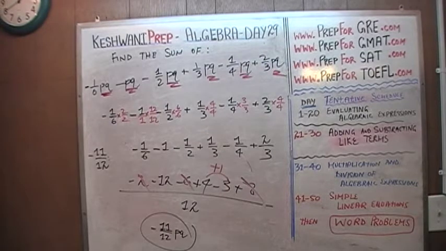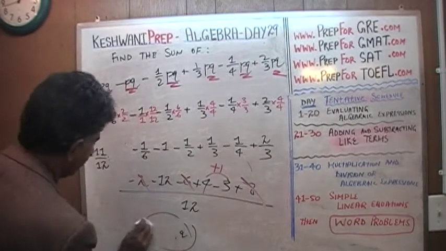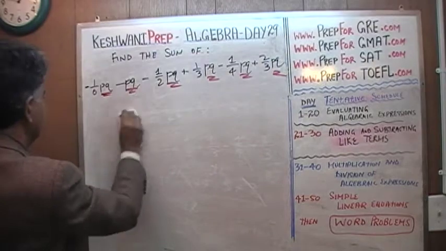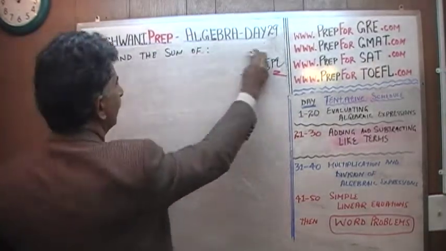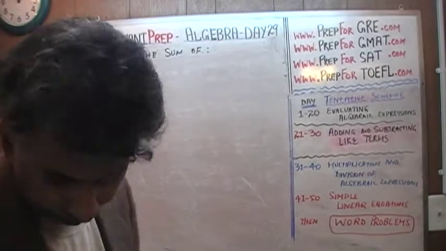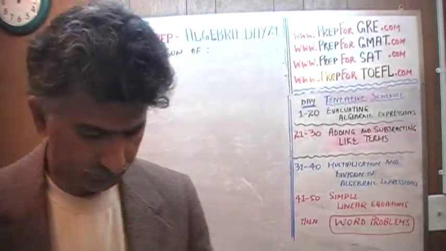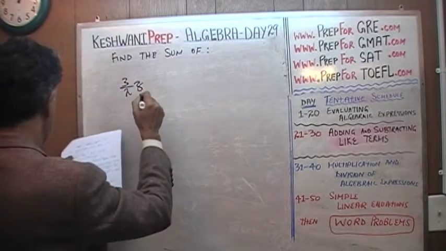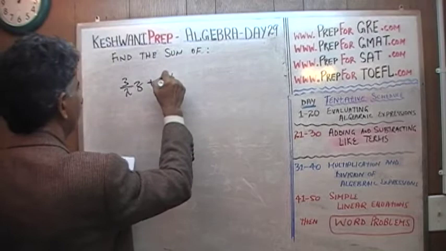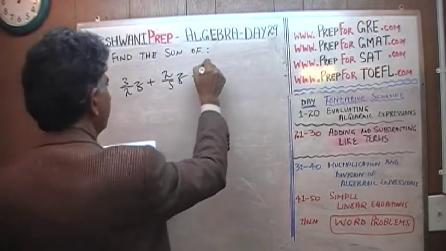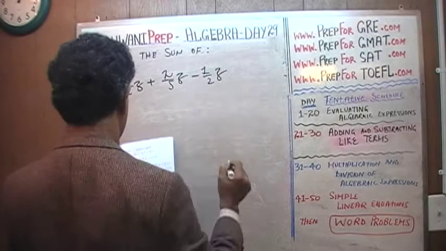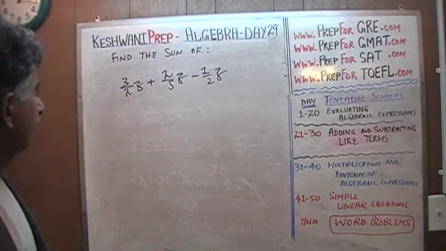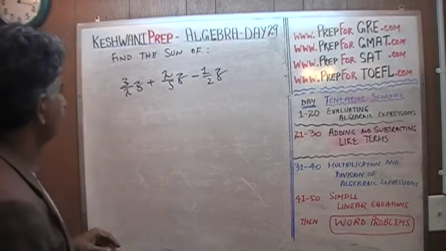Alright, let's do one more. We are done with this one. I'm going to erase all of this. We are done. The answer was negative 11 over 12 PQ. Next one, we have 3/2 z plus 2/5 z minus half z, and that's it. We are asked to find how many z's we have. Again, we have to find the common denominator. The common denominator here would be 10.